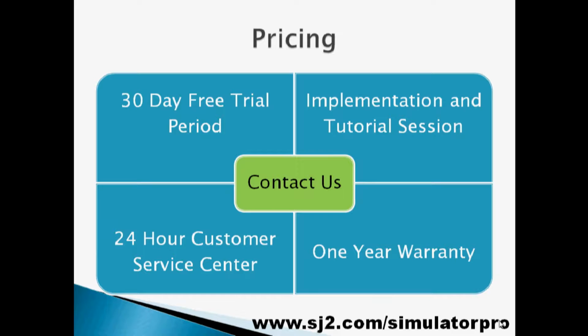Lastly, our product comes with a 1-year unlimited warranty. If at any point in time the software is not working properly, SJ Squared will immediately send a technician to uninstall the malfunctioning software and install a working version. Our product comes with a free 30-day trial period. Your company can test the product free for 30 days, and if you are not completely satisfied, simply return the software. Please contact us for pricing details.